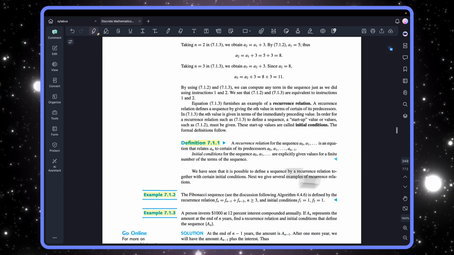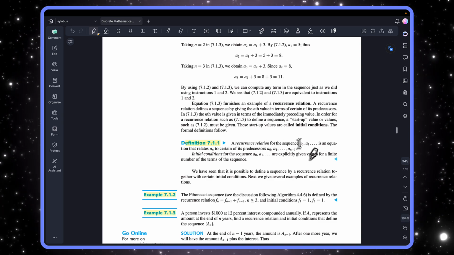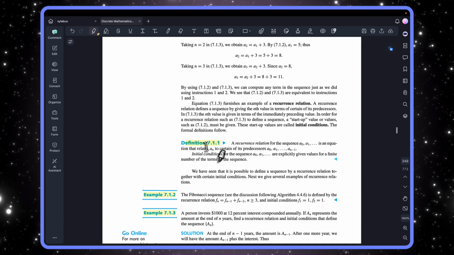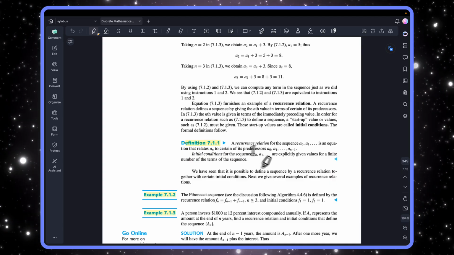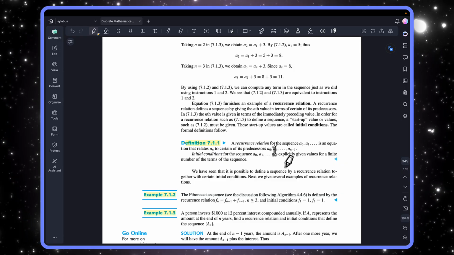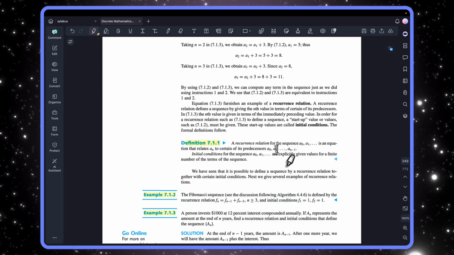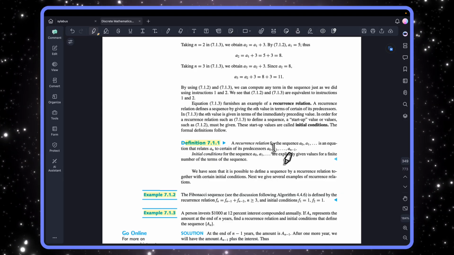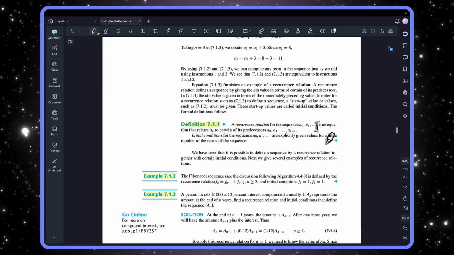So here's a definition. A recurrence relation for a sequence of numbers, or of anything, is an equation that relates a_n to certain of its predecessors. So the idea is that once you know the first one, you can find the second one. Once you know the second one, you can find the third one, because it's going to be a function of the previous two in some way. So that's what a recurrence relation is.